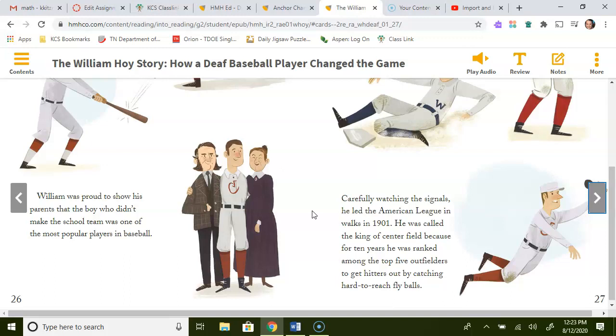Carefully watching the signals, he led the American League in walks in 1901. He was called the King of Center Field because for 10 years, he was ranked among the top 5 outfielders to get hitters out by catching hard-to-reach fly balls.